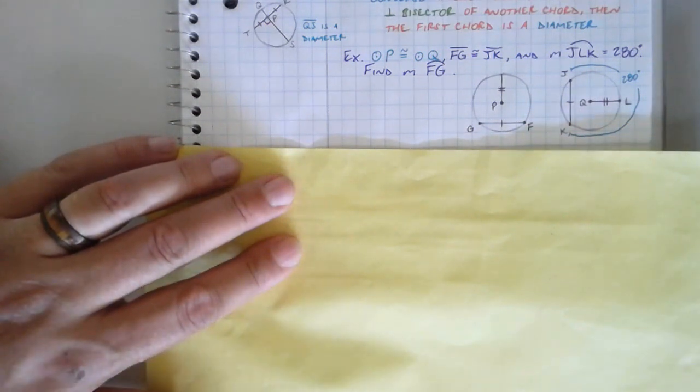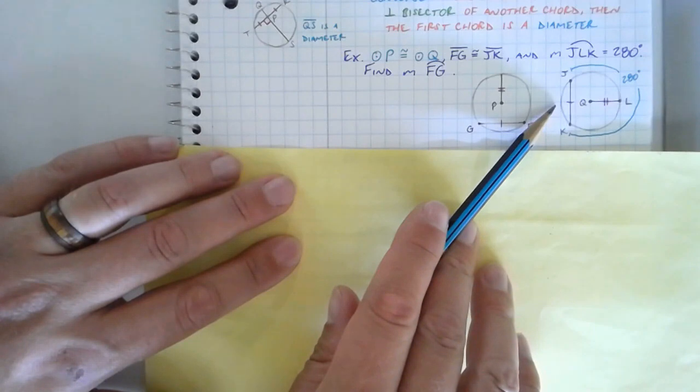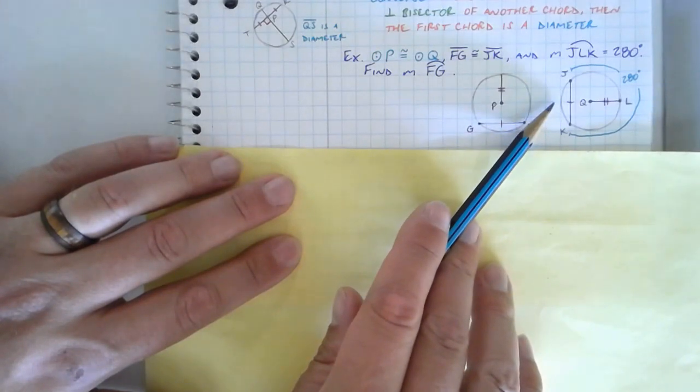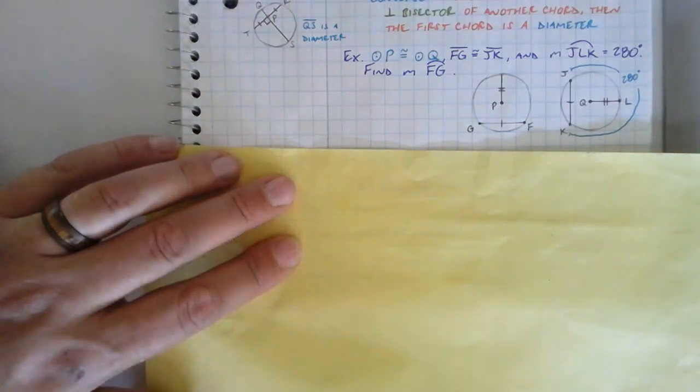Okay, as far as what work I would expect to see here, again, you can see that upload onto Google Classroom. It'd be a small subtraction problem to figure out what's left over here for JK. And again, because of that one theorem, that's going to force arc JK to be the same as arc FG. That's how we got to the 80 degrees. Done with that one.